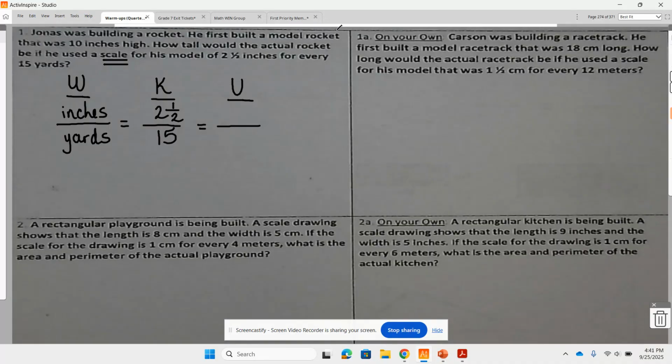He first built a model rocket that was 10 inches high. How tall would the actual rocket be is what we're looking for. So his model was 10 inches. We want to figure out what that would be. This would be our X for the actual rocket in the real world. Okay, we can still do our cross multiplication or cross products here.